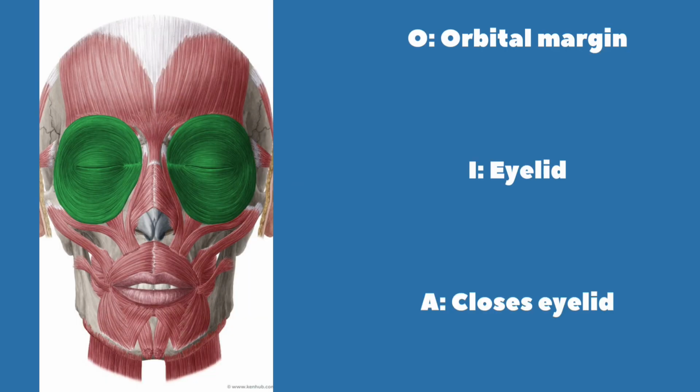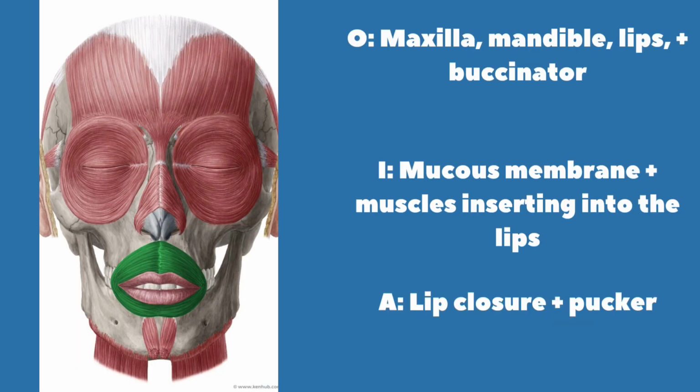Orbicularis oculi originates the orbital margin and inserts at the eyelid. Orbicularis oris originates the maxilla, the mandible, the lips, and the buccinators, and inserts the mucous membrane and muscles inserting into the lips.